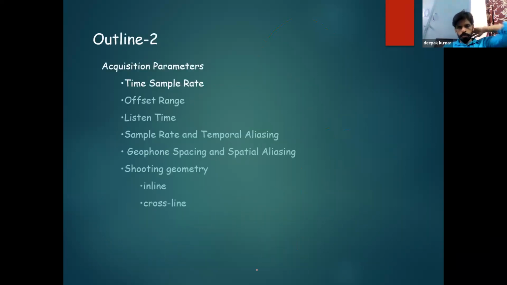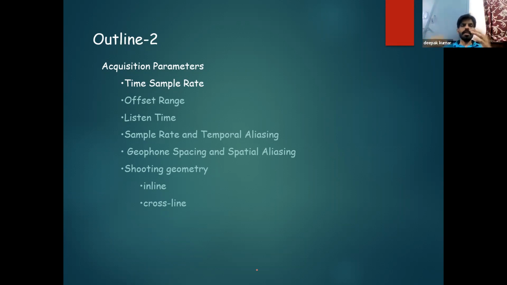So, time sample rate now. While acquiring data, we have to be very conscious about data acquisition parameters. We should be very particular about the sampling interval. The rate of acquiring the data per unit time is called the sampling rate. So our sampling rate should be optimum with respect to our objective, or depth of penetration and everything. We'll have to plan what kind of sampling rate it will be. Suppose it could be 2 milliseconds or 4 milliseconds.